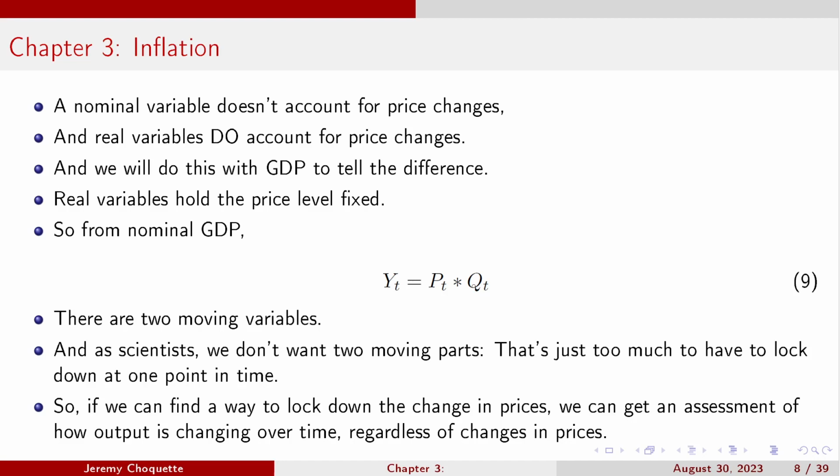And if you want to think about this from like a scientific approach, we don't want two moving parts. It's too much to have to lock down at any one point in time, right? You want to have something that's kind of fixed and something that moves around, but you don't want to have too many things moving around. So we got to find a way to lock down that change in prices so that we can get an idea of how output's changing over time, regardless of the change in prices.